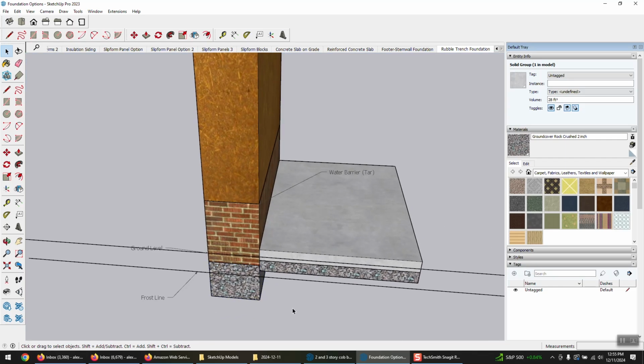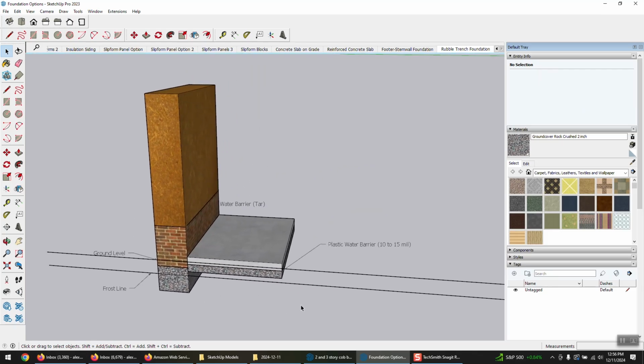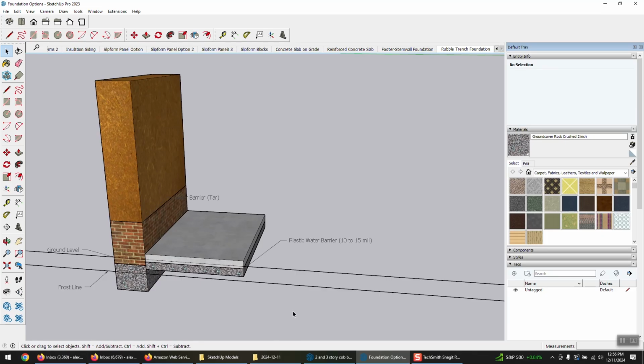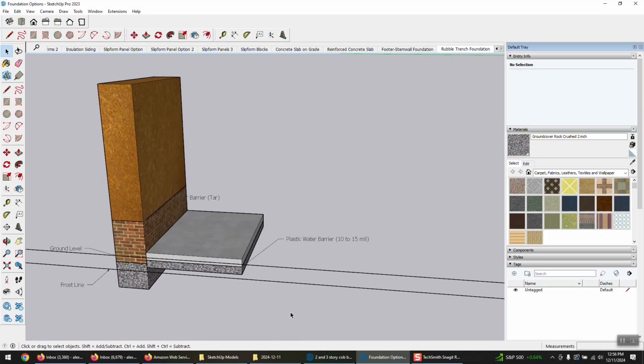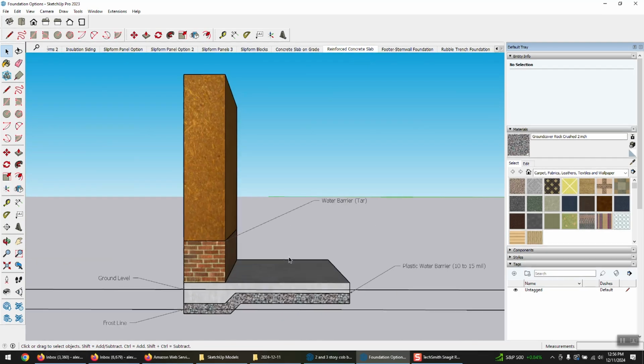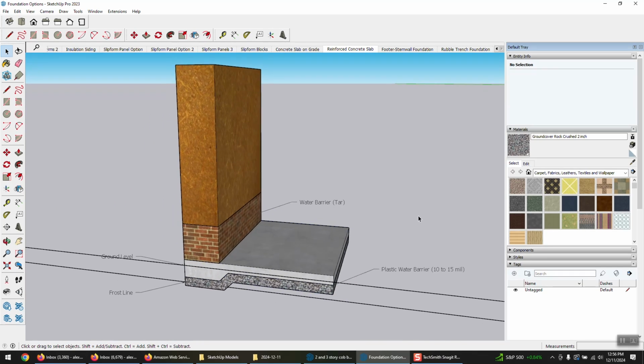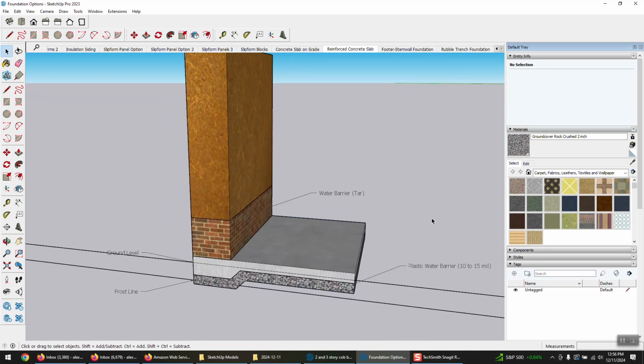So these are the four main styles of foundations. I find that they work for pretty much any style of building. And again, my favorite for a cob building is the reinforced concrete slab. There are a lot of details when it comes to foundations.